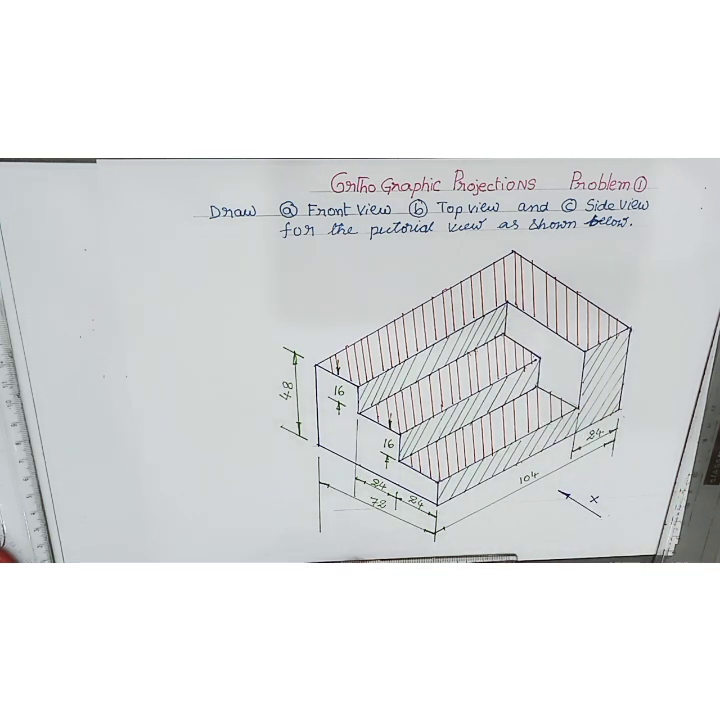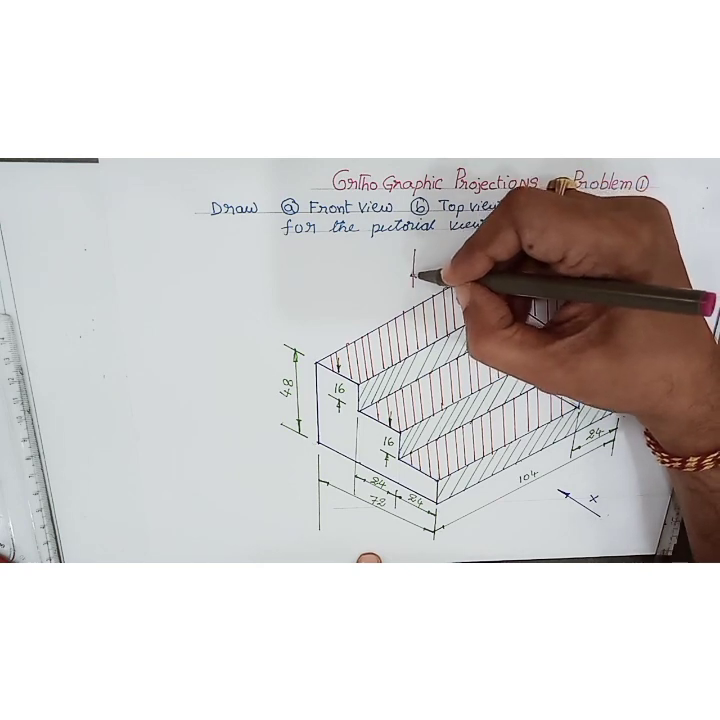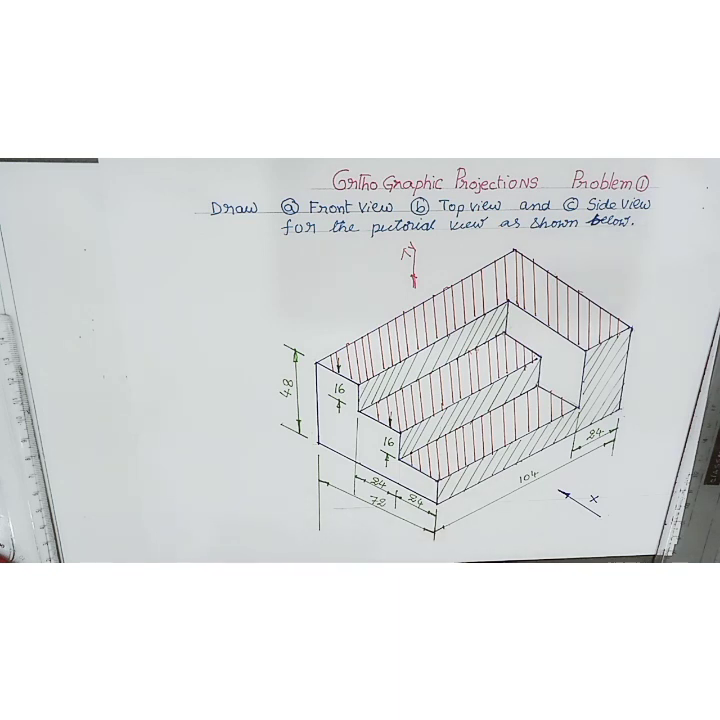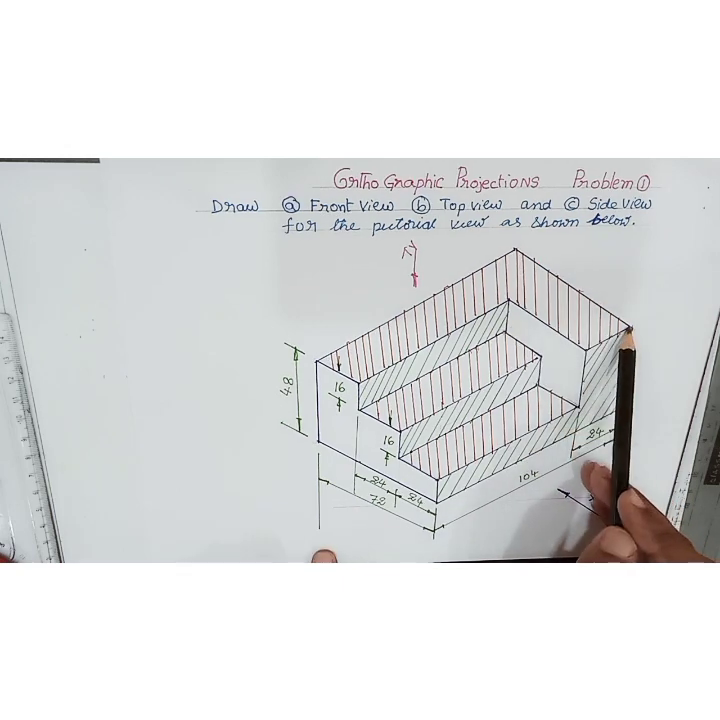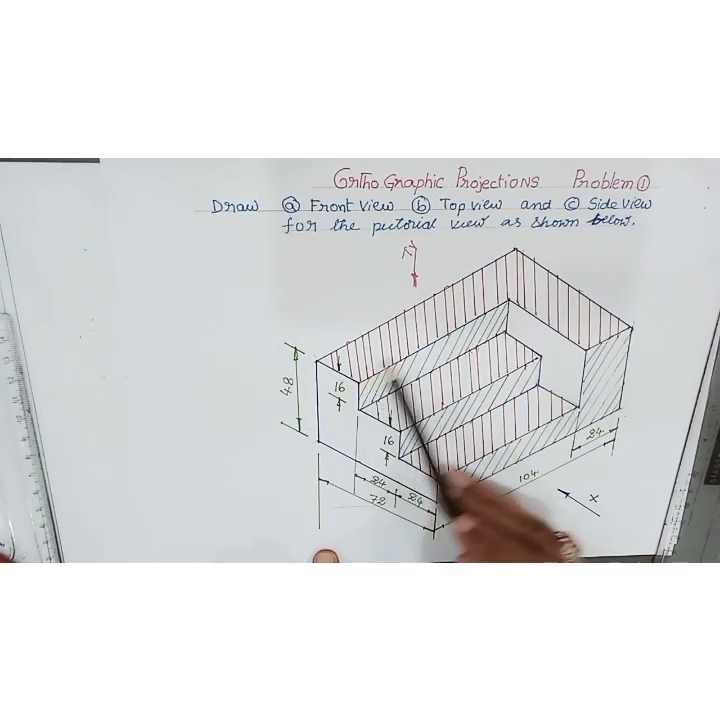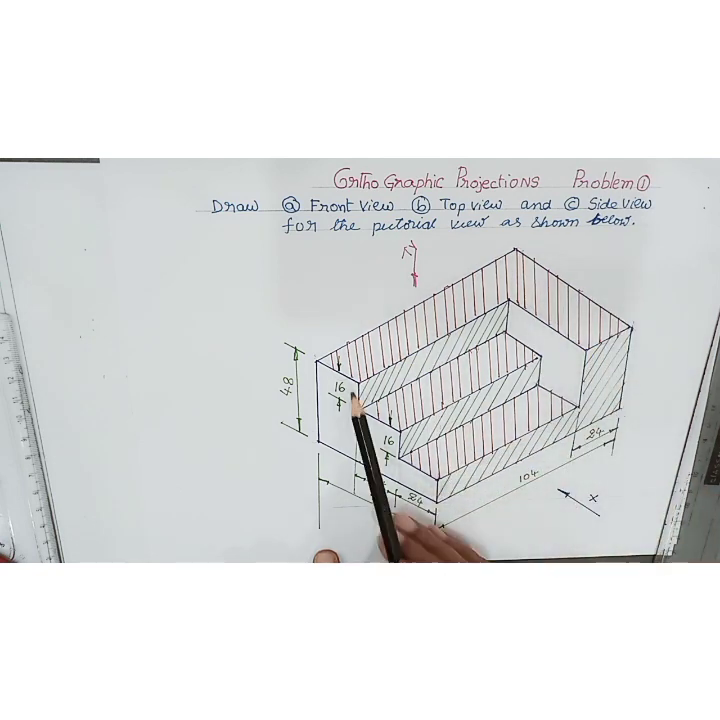Then we will move towards top view. For seeing the top of the object, the observer has to see the top of the object. In the case of top view, for the observer, length and breadth is visible. That is, this red color hatched image is visible in the top view, whereas height is perpendicular to the observer.